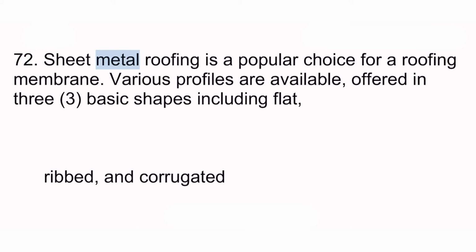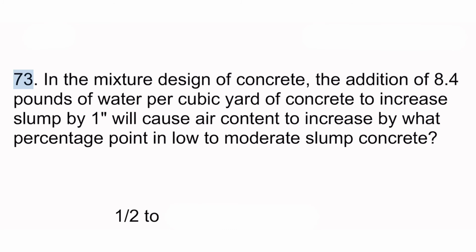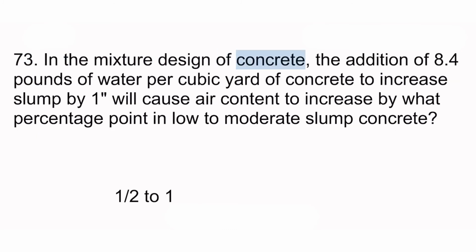72. Sheet metal roofing is a popular choice for a roofing membrane. Various profiles are available, offered in three basic shapes including flat, ribbed, and corrugated. 73. In the mixture design of concrete, the addition of 8.4 pounds of water per cubic yard of concrete to increase slump by 1 will cause air content to increase by what percentage point in low to moderate slump concrete? 1/2 to 1.